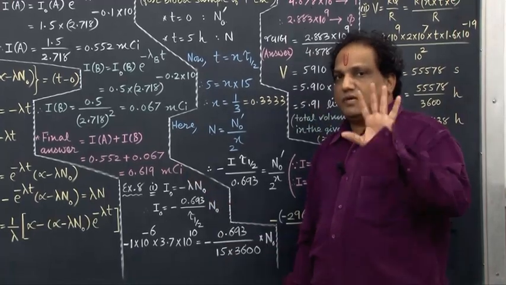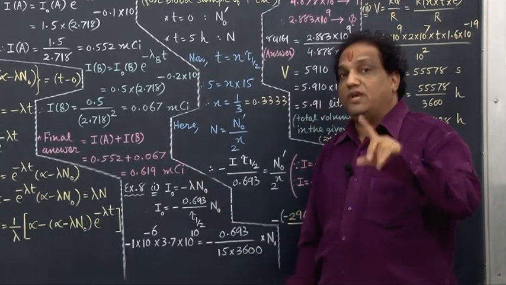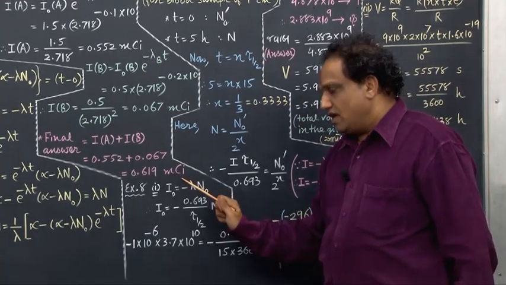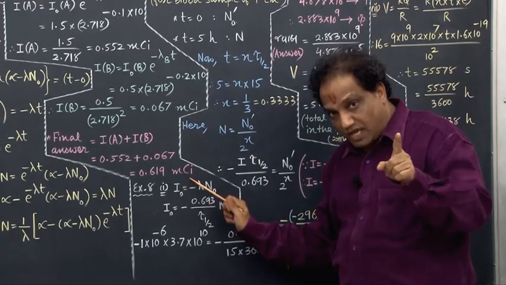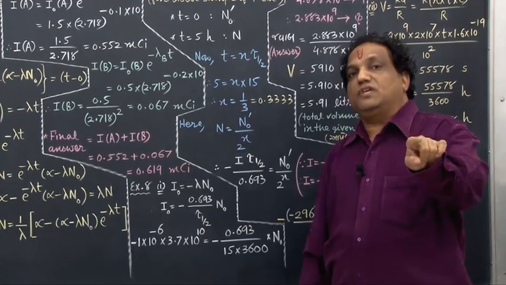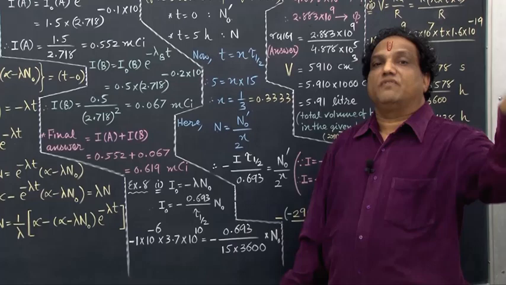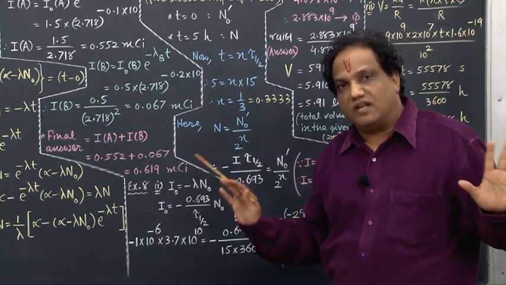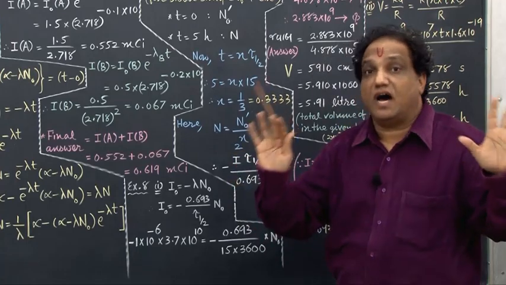Correct? Suppose they ask the same value in becquerel. Then first of all, millicurie you must convert into curie, multiply by 10 raised to minus 3, and then 1 curie is how many becquerel? 3.7 into 10 raised to 10 becquerel. Got it? That way you can find out the final answer in becquerel also if they ask.